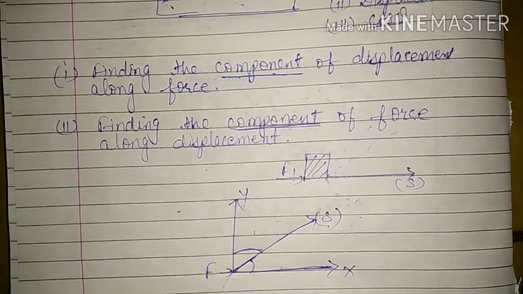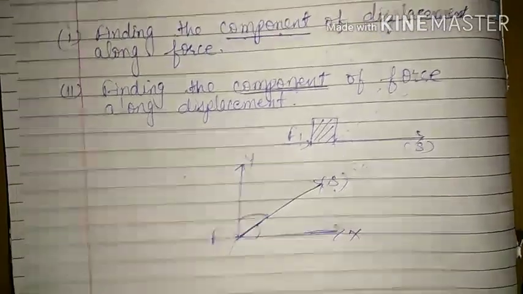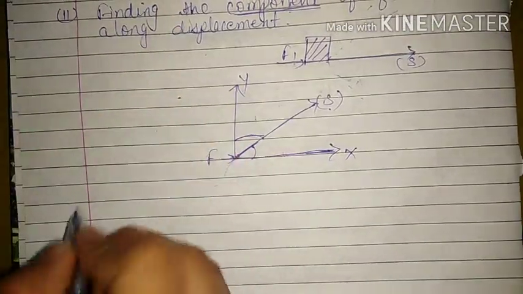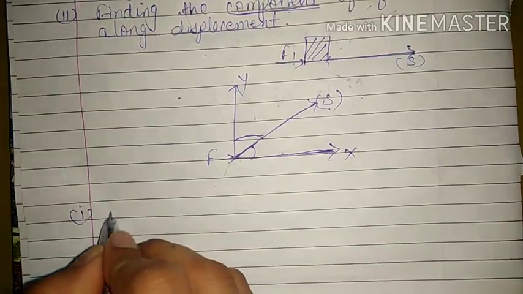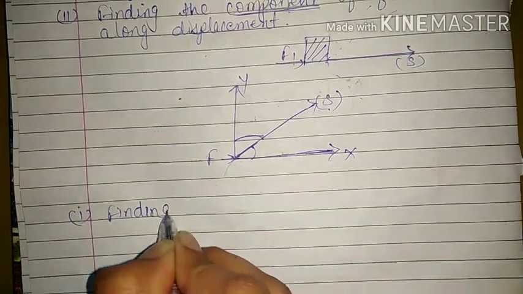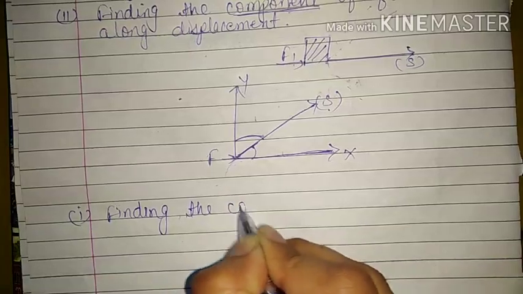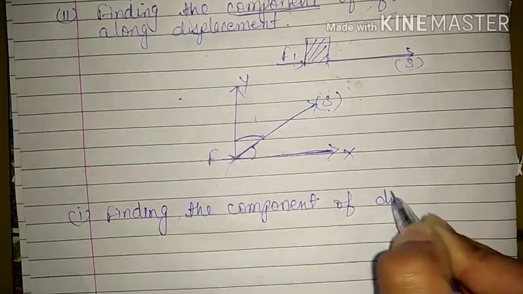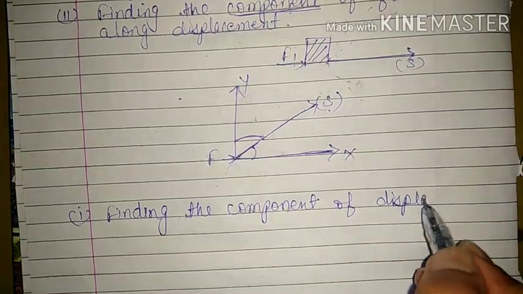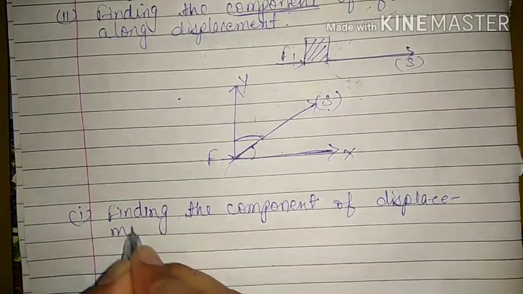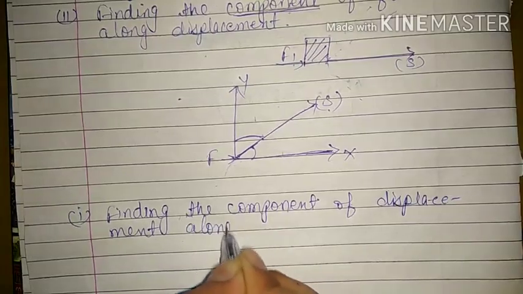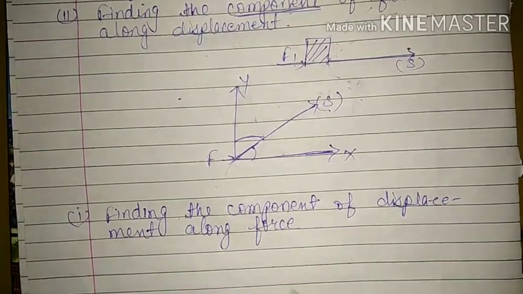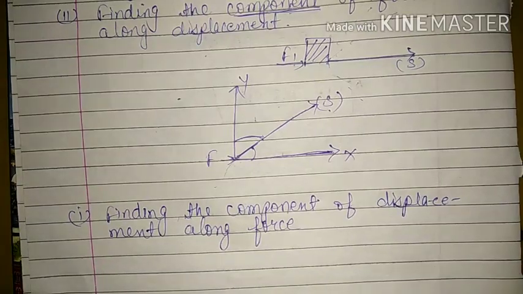So now we will start our derivation. First, we are going to derive the work formula with the help of the first method, that is, we will find the component of displacement along force. Okay, done. Suppose there is one object.